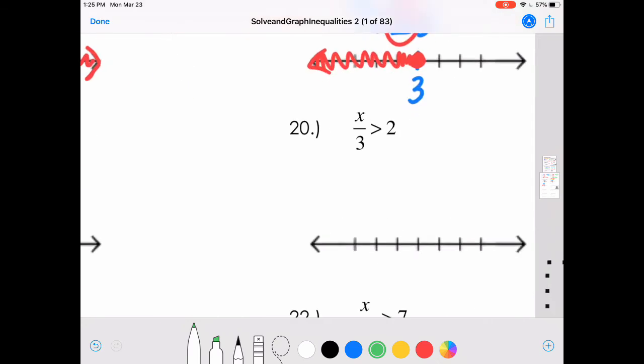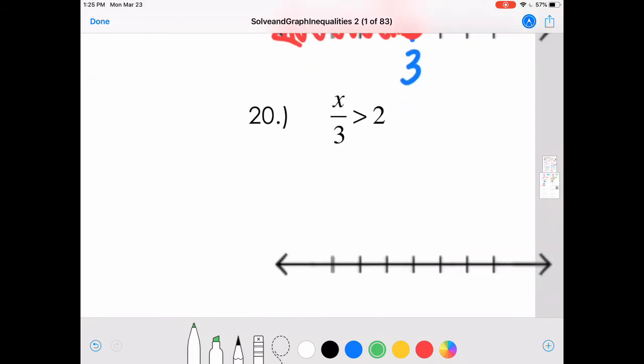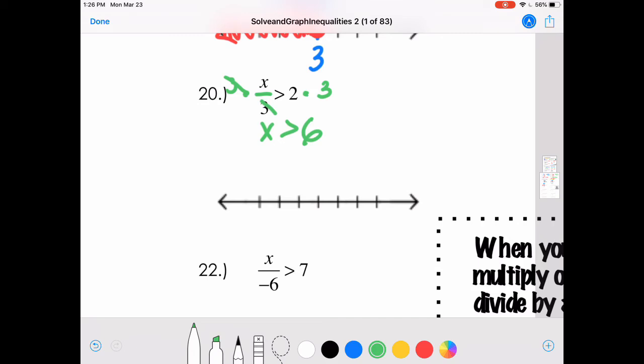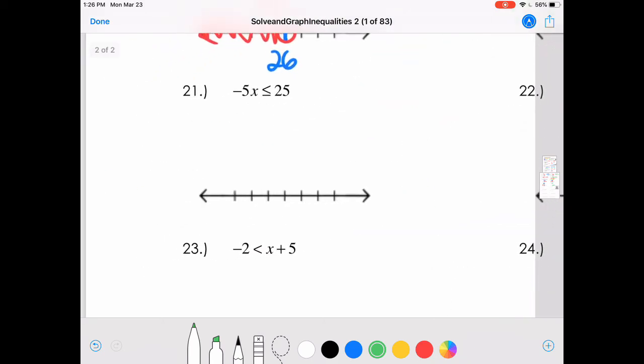Number 20 is a fraction, and I know you guys get confused. Just think of it as x divided by 3. So because you're dividing, you want to do the opposite and multiply. You get x is greater than 6. Put the 6 in the middle, open circle, and then shade to the right because you have a greater than sign.